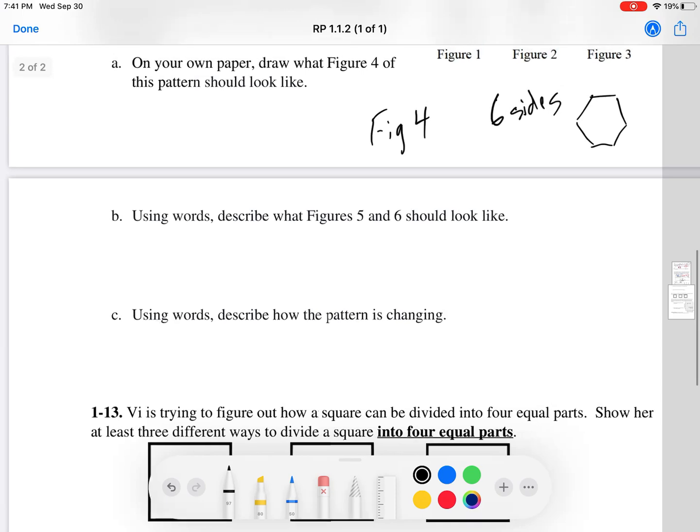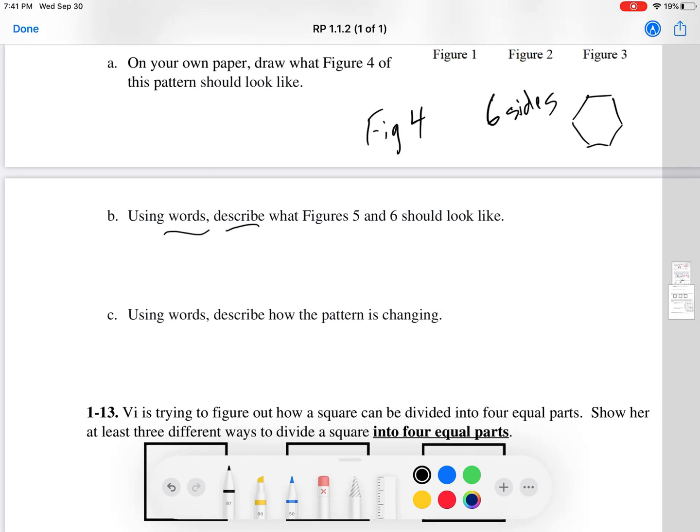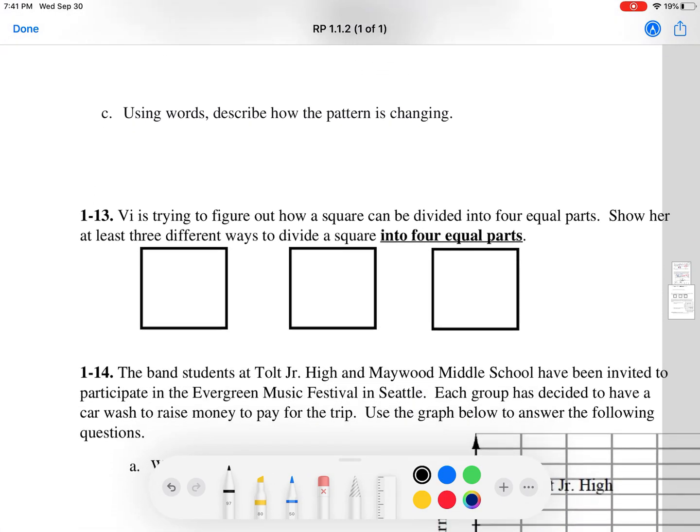There we go. So why don't you use your words to describe what figures 6 and 7 would be. You don't have to know that it's a hexagon. You could just describe the sides. And then could you use words to describe how the pattern is changing?